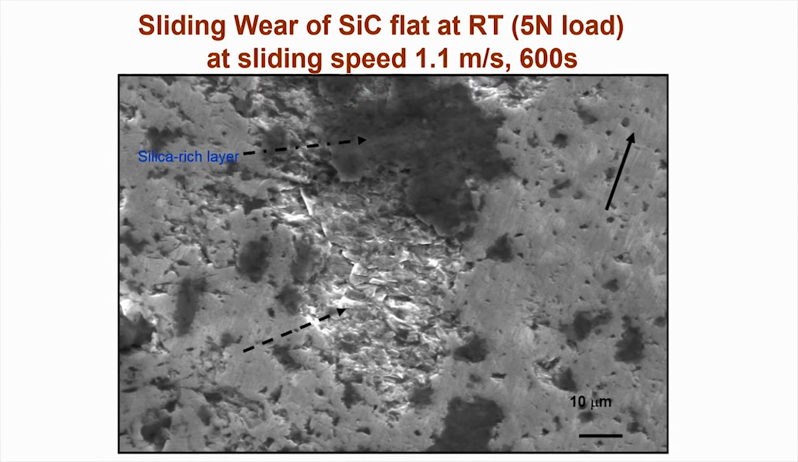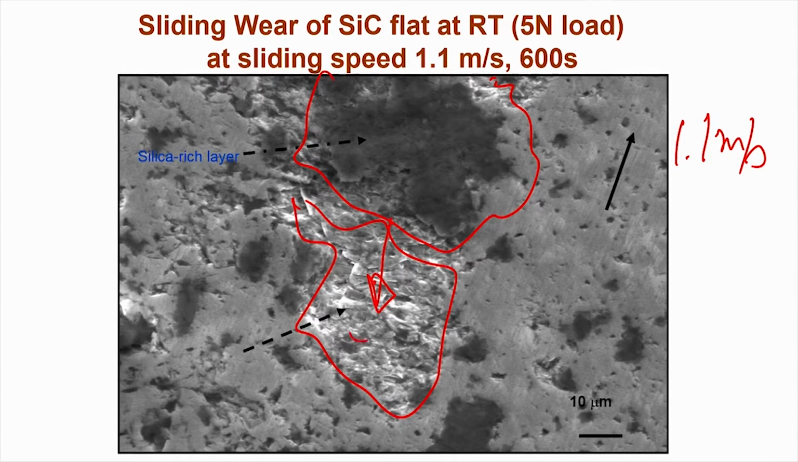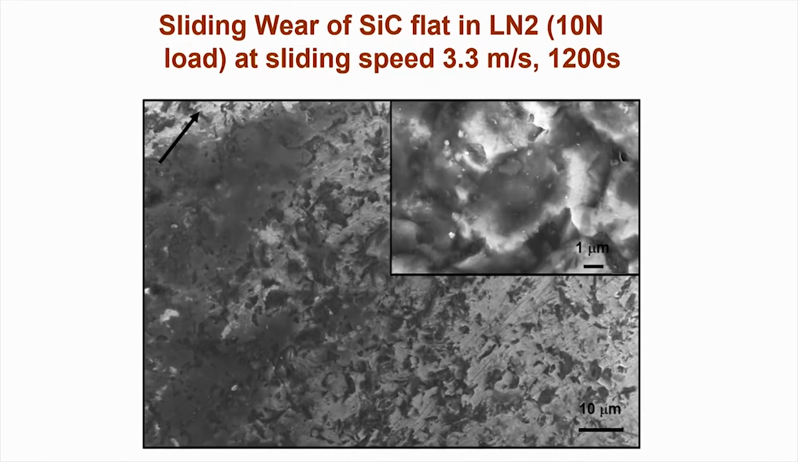So, you will see a similar behavior at 1.1 meter per second at some part of the tribo layer, and you can see this is the region which clearly shows that it should have a different chemical composition or different chemistry compared to this particular region. This region certainly is very rough, and the roughness of this worn surface can be attributed to cracking and localized spalling from the tribo layer.